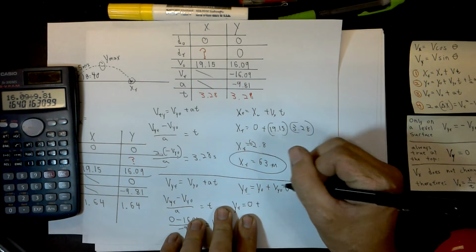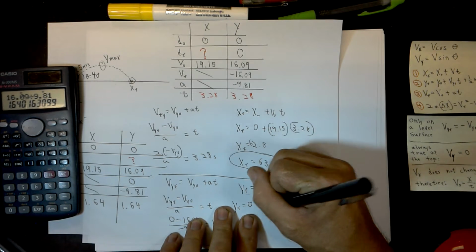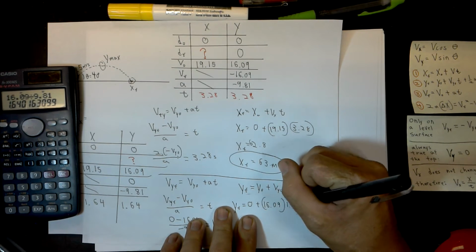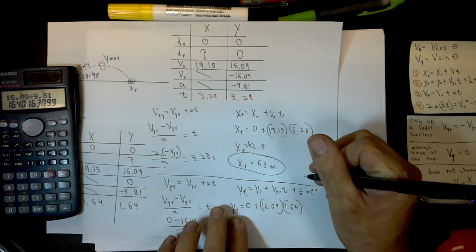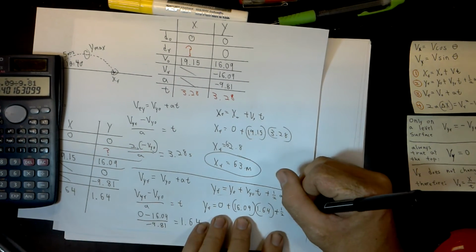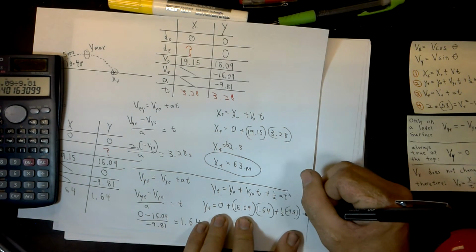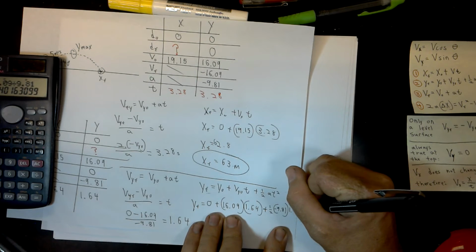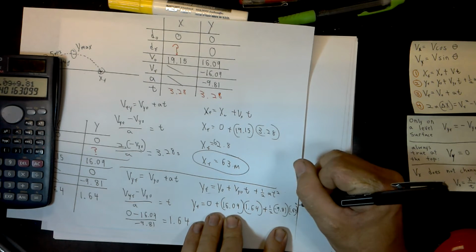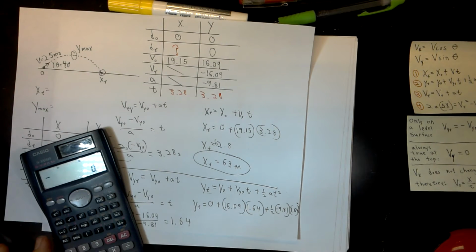0 plus the velocity 16.09 multiplied by the time 1.64 plus 1/2 multiplied by the acceleration negative 9.81. That negative right there is important. Multiplied by the amount of time squared, 1.64. Oh, we're barely going to run out of room. There we go. Almost ran out of room there. All right, putting this into the calculator.